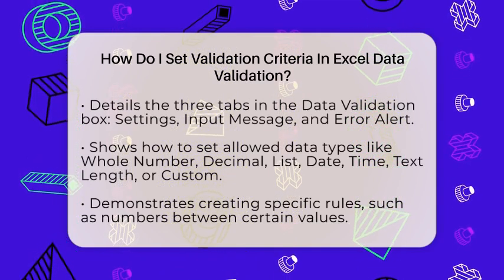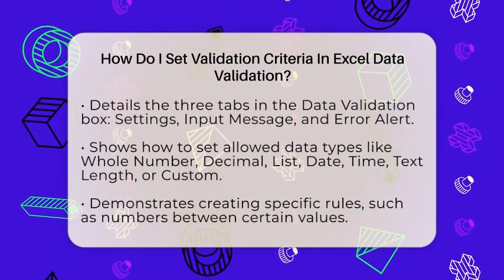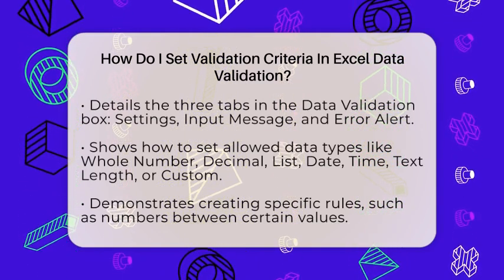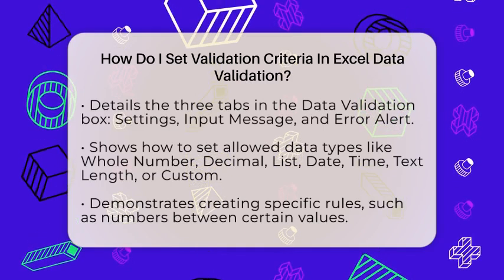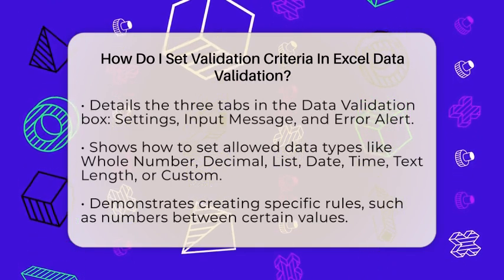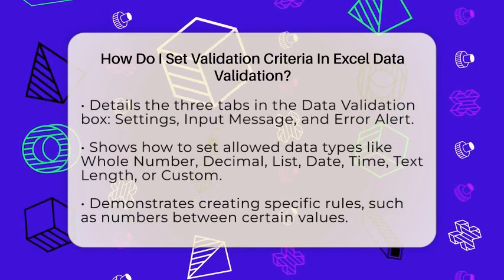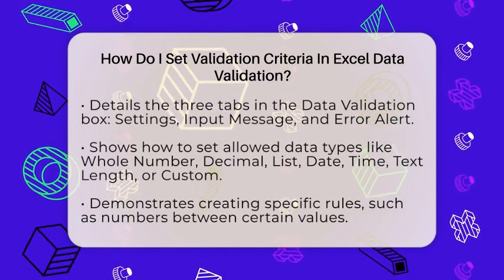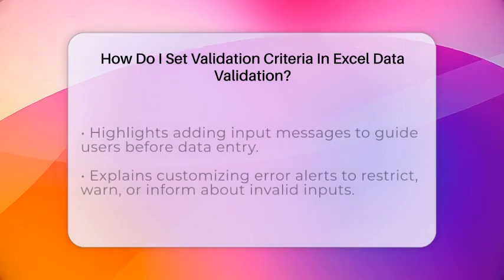If you want to guide users, switch to the Input Message tab. Here, you can type a message that appears when someone clicks on the cell. For example, tell them to enter a number from 10 to 100. This helps prevent mistakes before they happen.